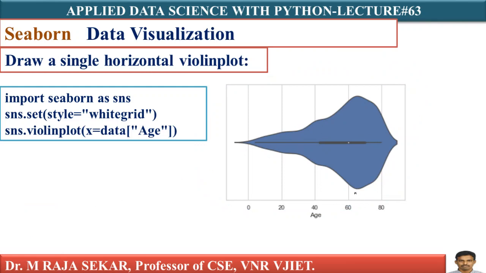Just observe this one. It has got more width in this region. What does it mean? It has got higher probability in this region. In between approximately 60 to 70. This is age, which means what? 20 months, 40 months, 60 months, 80 months. What does it mean? There are more cars between 60 and 70 months.